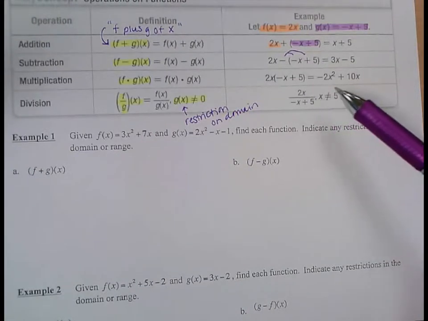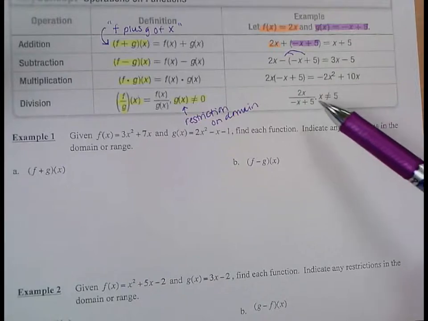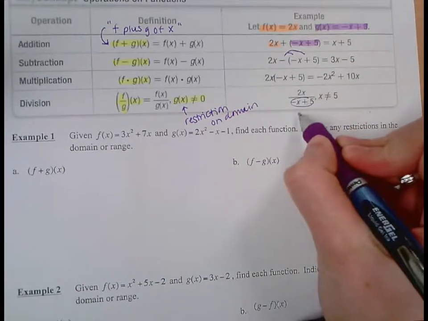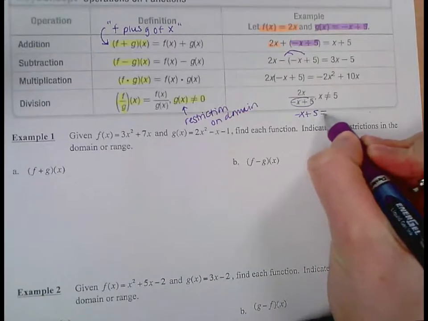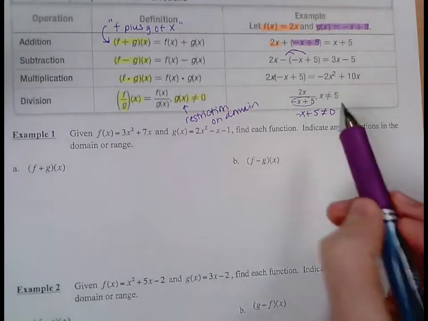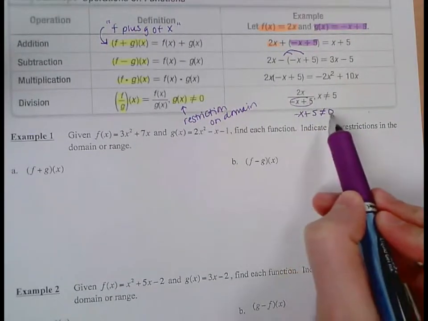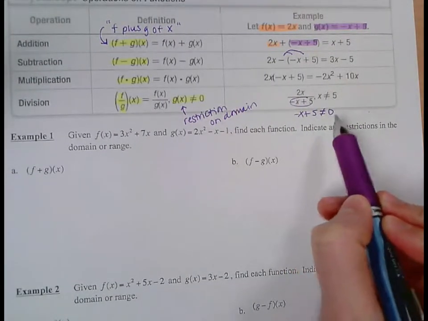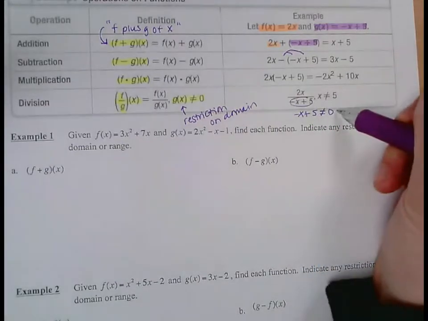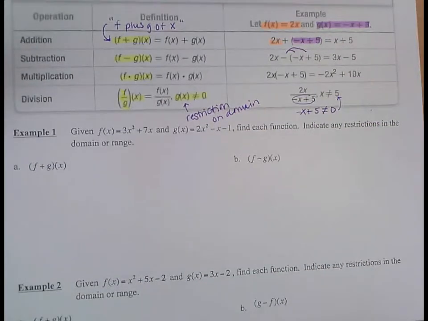So they do give this example over here, f of x divided by g of x, and notice they're saying x cannot equal 5. And where they're getting this from is they're saying the denominator, the negative x plus 5, cannot equal 0, since the denominator can't equal 0. And if you solved this for x, you would subtract 5, divide by -1. You would then get x cannot equal 5.